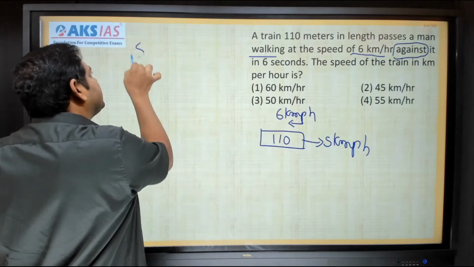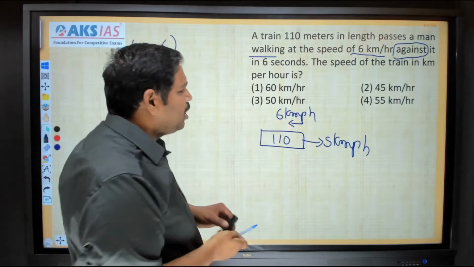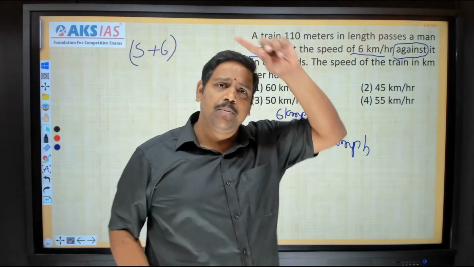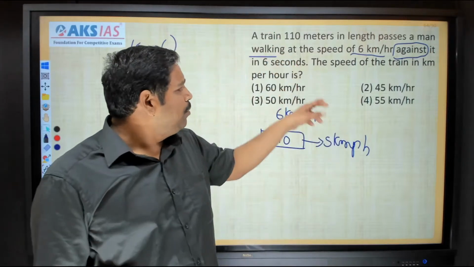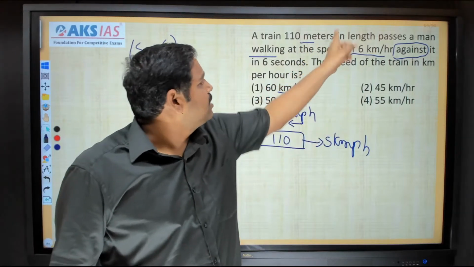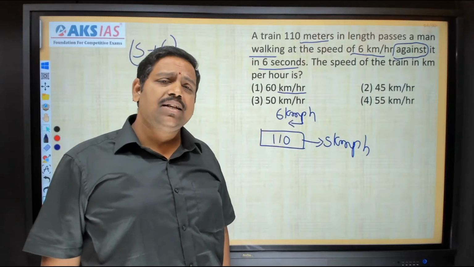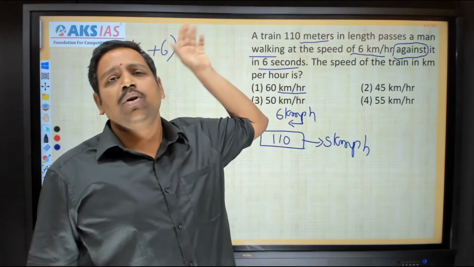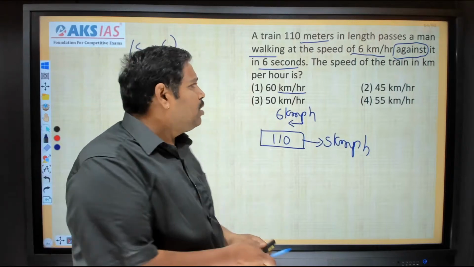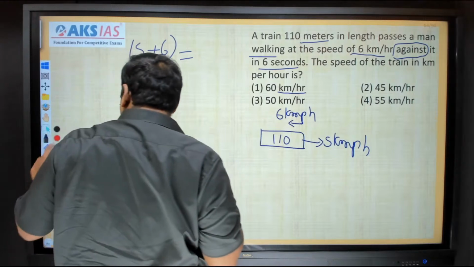So S plus 6. Sir, here is a problem, sir. This S plus 6 is in terms of kilometers per hour. But if you observe, the options are in kilometers per hour, fine sir. But the distance is in terms of meters and the time is in terms of seconds. That means we should convert that one also into meters per second, right? Okay. So now this is the speed. This speed is equal to how much distance? That means observe a point, my dear persons.